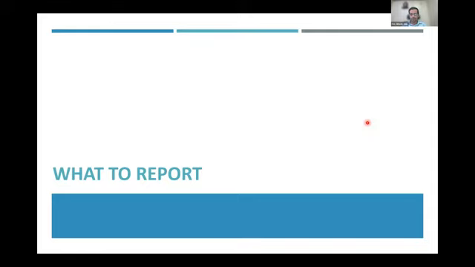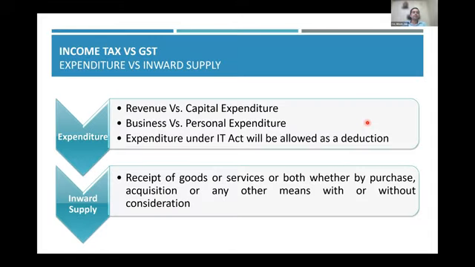Now, what to report? This is the crux of our discussion today. Friends, there is what we call an interplay between income tax and GST. Something we call expenditure may not be called expenditure or inward supply under GST. In general, income tax sees everything from the angle of allowing deduction for expenditure. It can be revenue expenditure, capital expenditure, business expenditure, non-business expenditure. This is the terminology used in income tax, but in GST we don't have this kind of expenditure terminology. We have something called inward supply. Our discussion is only about what we are getting from our vendors, not what we are supplying. So kindly keep the entire discussion restricted to what you receive as a customer from your vendors.